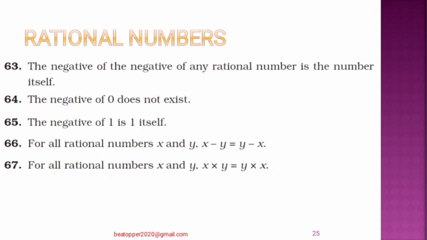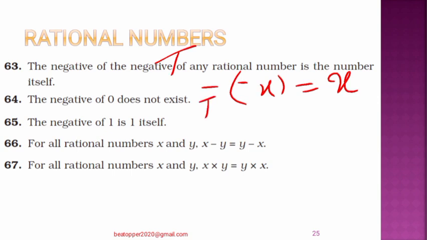The negative of any rational number is the number itself. Minus x is equal to x. So this is not correct. The negative of 0 does not exist. True. The negative of 1 is 1 itself. False. The negative of 1 is negative 1.